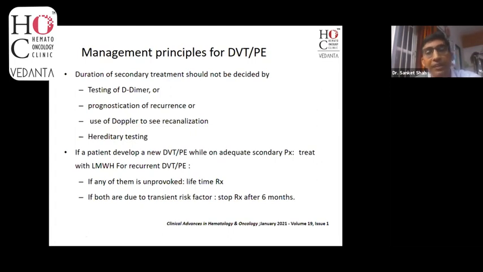If a patient develops a new DVT or PE while on adequate secondary prophylaxis, treat with LMWH for recurrent DVT and PE.